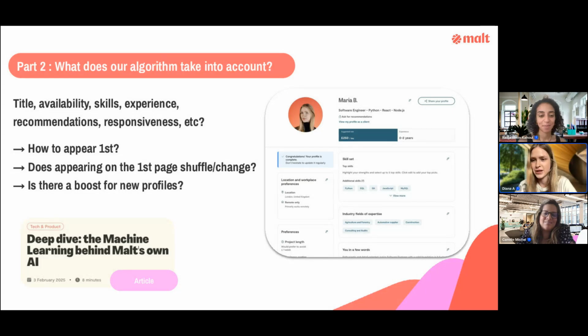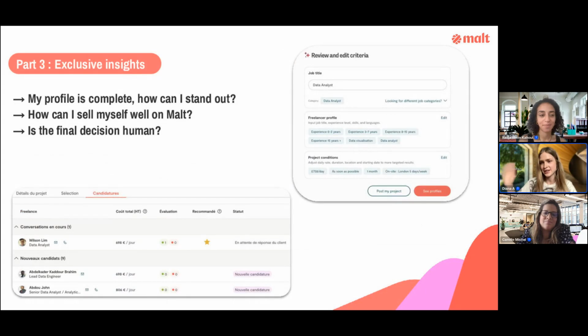I think it's only right we move on to the exclusive insights, more on the profile optimization, because obviously this is a very big question. I see a lot of people typing in the chat that there are concerns about how to stand out, because we have over 800,000 freelancers globally, at least over 25,000 in the UK. So how do you make sure that when the client searches, you will be the one that pops up to them?